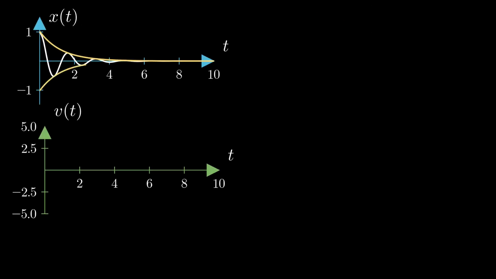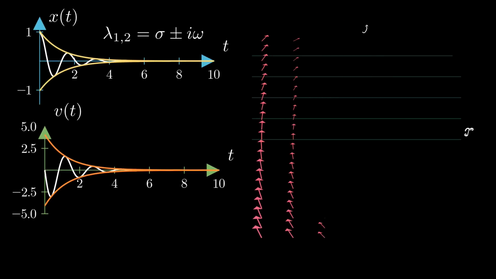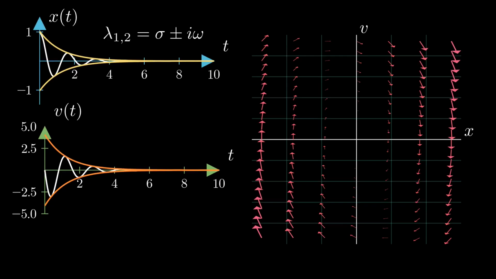To truly grasp how phase portrait works, we need to look at the system through three different cameras at once. On the left, we have our familiar time domain plots, position and velocity over time. On the right, we have the phase portrait, the state space view where position and velocity are plotted against each other. Notice how the oscillation is trapped between two shrinking curves, the exponential envelope. This decay is dictated by the real part of the eigenvalues, sigma. It's the force pulling the system toward rest.